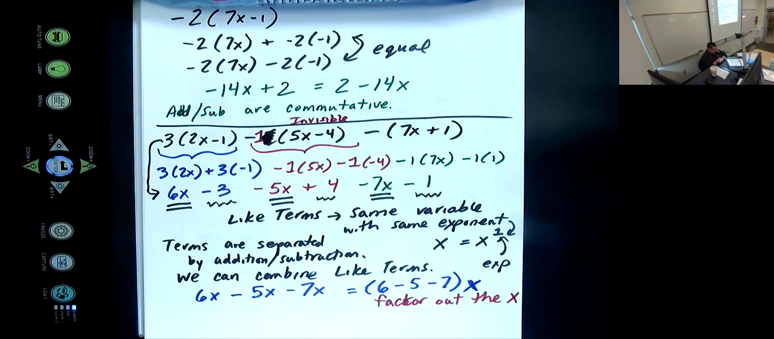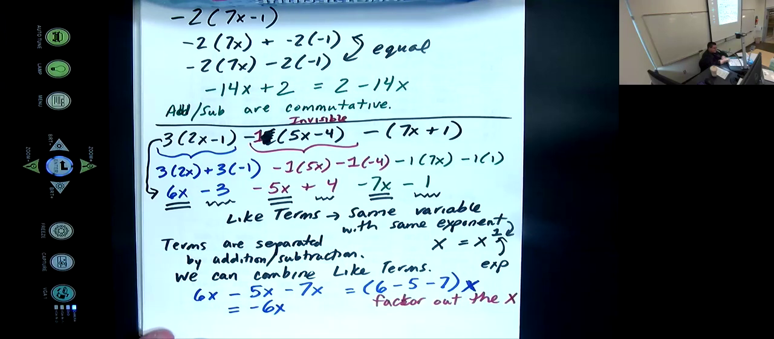And then we do order of operations on what's inside the parentheses. 6 minus 5 is 1. 1 minus 7 is -6. So this all condenses down to -6x. This is probably what I would do, and I would not write this thing on the right, but it is what's going on.